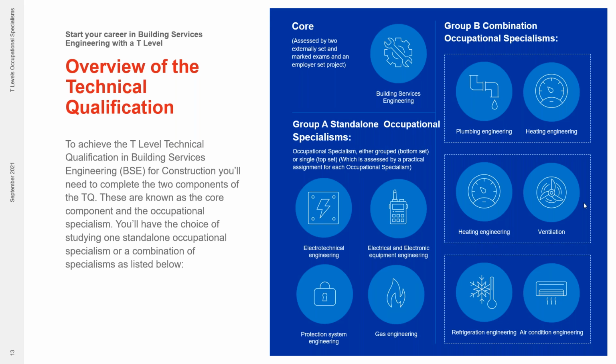So paired together are plumbing and heating and vent, and refrigeration and air conditioning. They choose either one from Group A or one of the pairings from Group B. Similar to the construction ones, the occupational specialisms are assessed by a synoptic assignment at the end of the programme. Usually we'd be looking at core assessment at the end of year 1 and then occupational specialism at the end of year 2. So we'll move on to the next slide.